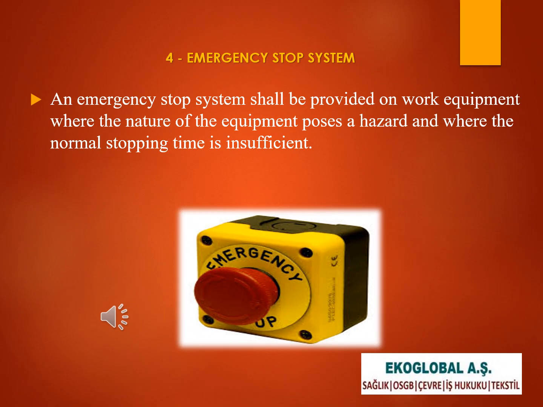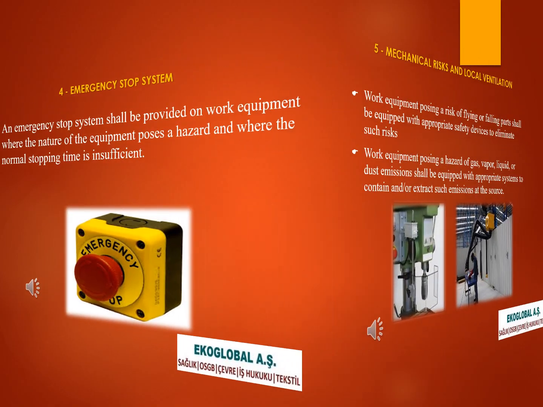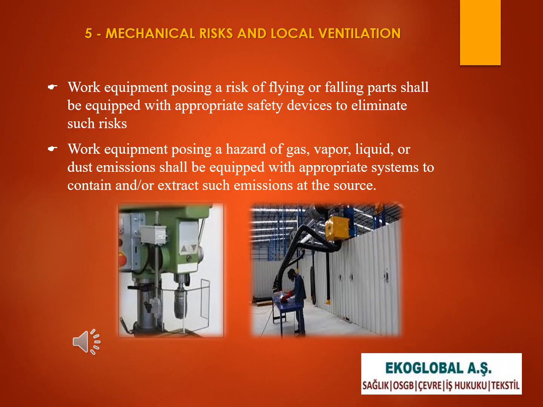An emergency stop system shall be provided on work equipment where the nature of the equipment poses a hazard and where the normal stopping time is insufficient. Work equipment posing a risk of flying or falling parts shall be equipped with appropriate safety devices to eliminate such risks. Work equipment posing a hazard of gas, vapor, liquid, or dust emissions shall be equipped with appropriate systems to contain and slash or extract such emissions at the source.